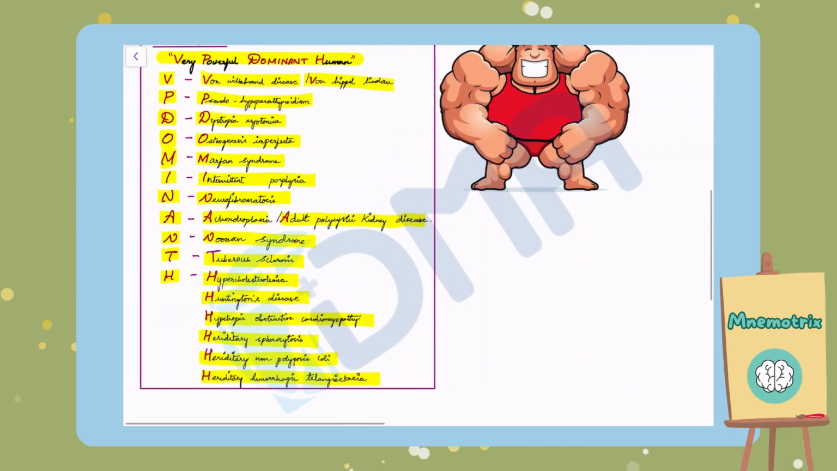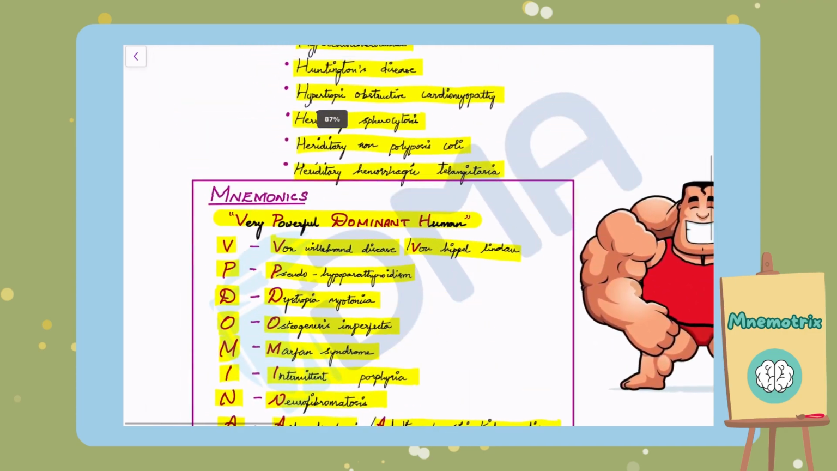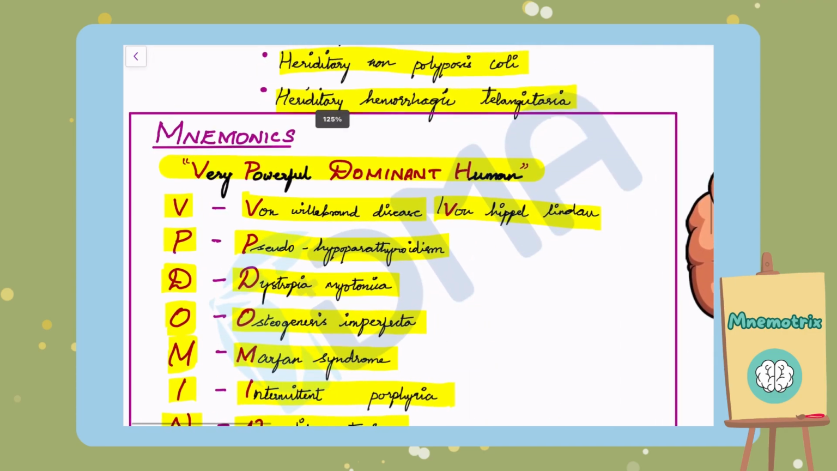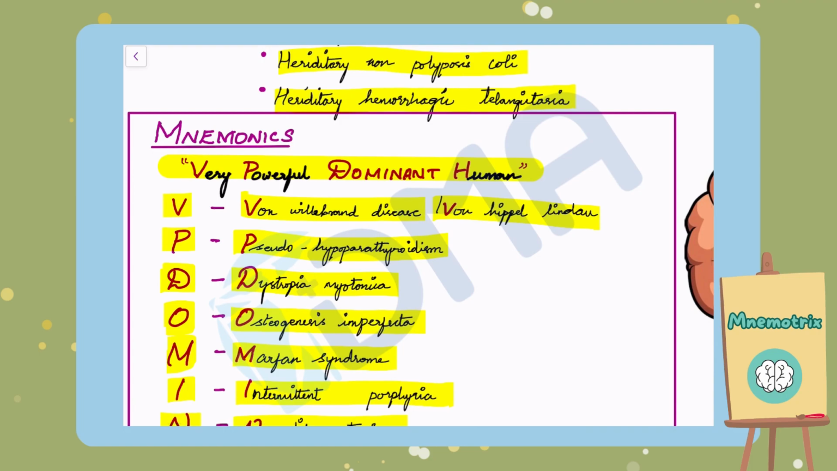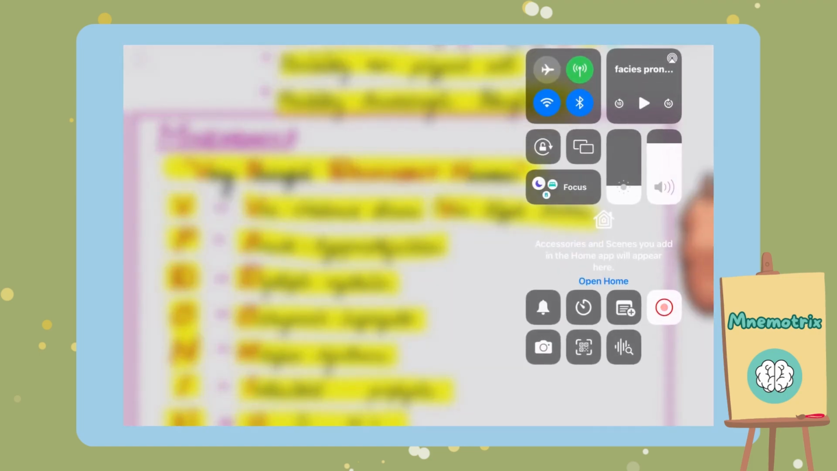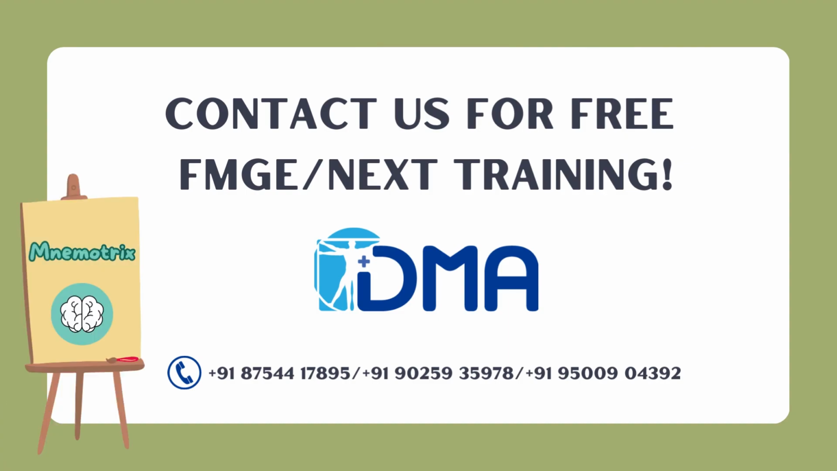So from the line "very powerful dominant human", we can remember the list of all autosomal dominant disorders. Wow, it's very nice.